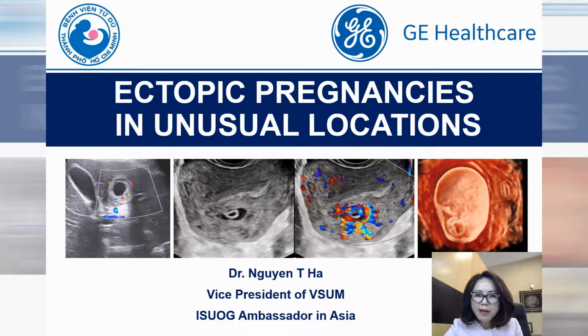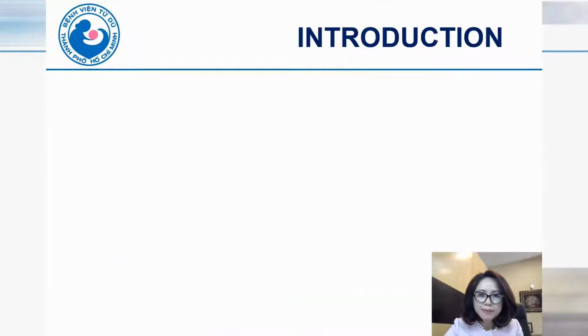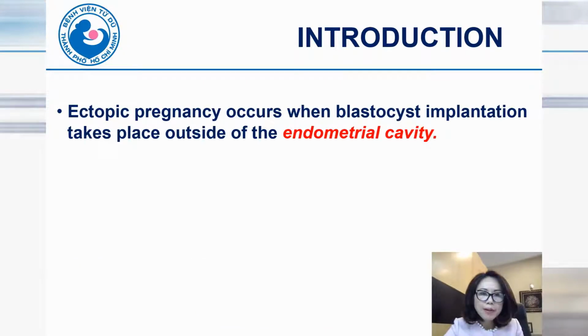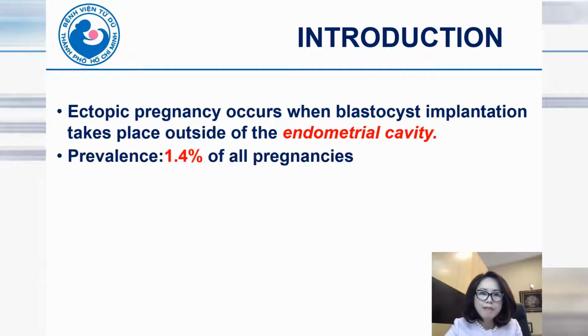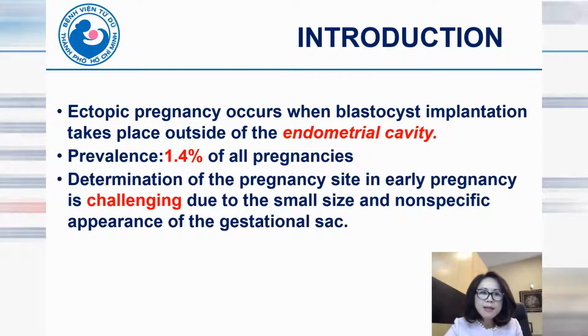My topic today is about ectopic pregnancy in unusual locations. We know ectopic pregnancy occurs when the blastocyst implantation takes place outside of the endometrial cavity, and the prevalence is about 1.4% of all pregnancies.